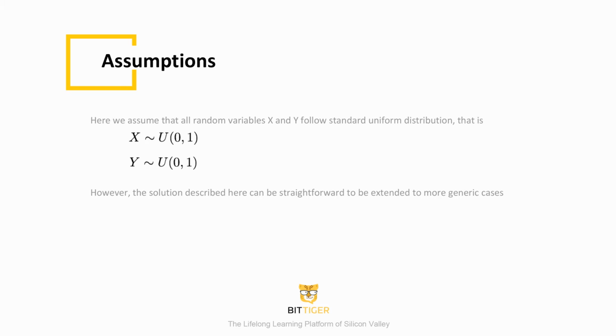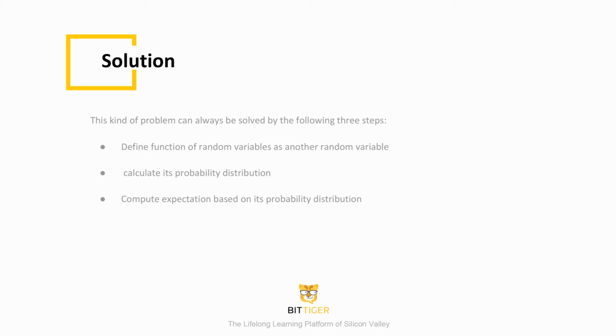Here we assume that all random variables x and y follow standard uniform distributions. That is, x follows U(0, 1), and y follows U(0, 1). However, the solution described here is not difficult to extend to more generic cases. This kind of problem can always be solved by the following 3 steps. The first step is to define the function of random variables as another random variable, and then compute its probability distribution. The last step is to compute its expectation based on its probability distribution.